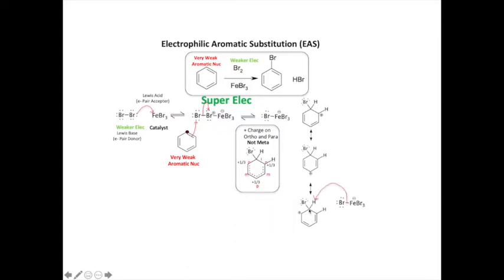And then to finish off the reaction, we need to re-aromatize. So we're going to deprotonate the carbon that has the bromine added to it, so it makes room for the bromine to be the only thing on there. I did it from this resonance structure, but I could draw from all of them. When I draw from that one, I get that product and HBr and my iron 3 bromide catalyst back.